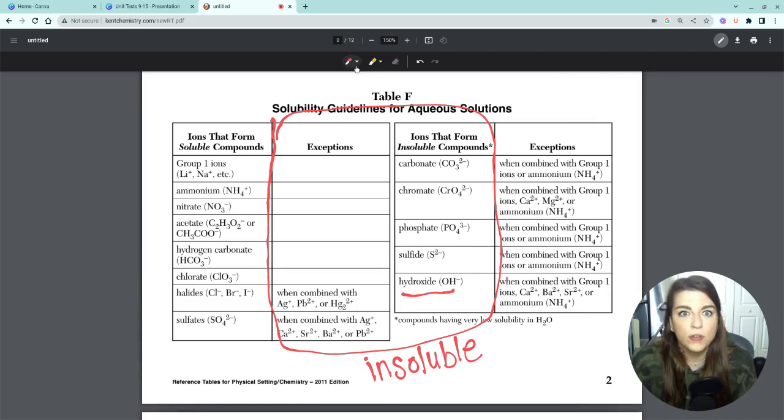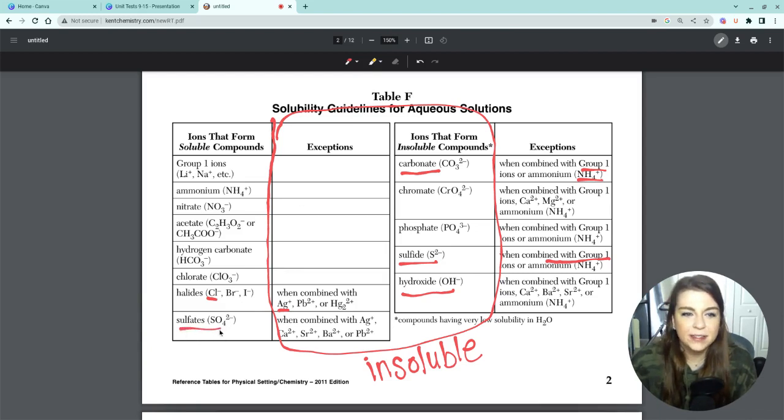Looking at that sodium sulfide that we had, Na2S, the sulfide usually doesn't like to dissolve, but it got taken out of the circle because it was combined with a group 1 ion, the sodium. The carbonate didn't like to dissolve, calcium carbonate. It's actually seashells. The carbonate doesn't like to dissolve, and the calcium was not able to take it out of the circle because it's not a group 1 and it's not ammonium. So the calcium carbonate stayed in the circle. The silver chloride, chlorine usually likes to dissolve, but silver dragged it into the circle, so that made it insoluble.